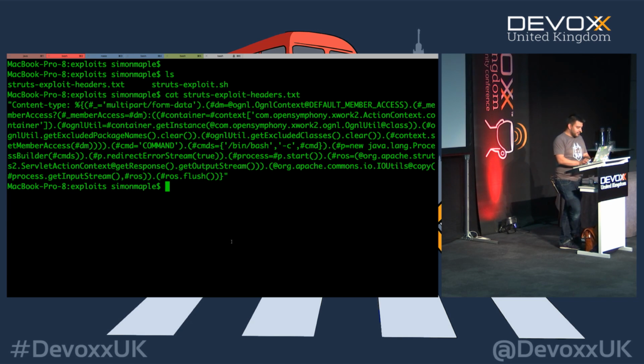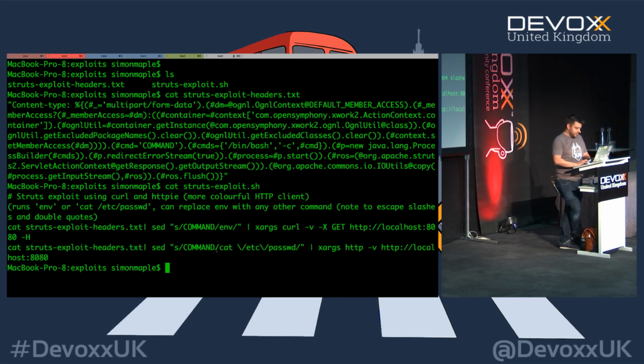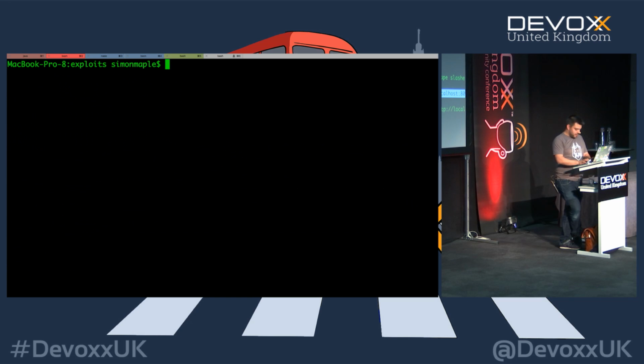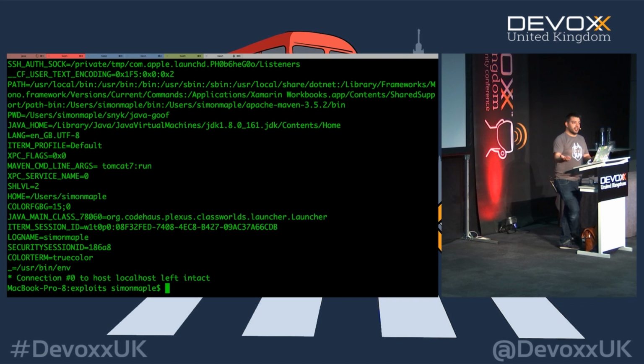So in this case, let's cat the struts exploit.sh, we have this. And what I'm going to be doing is I'm just going to sed the command there for env, for example, execute that on localhost. As a result, I can grab my environment variables.